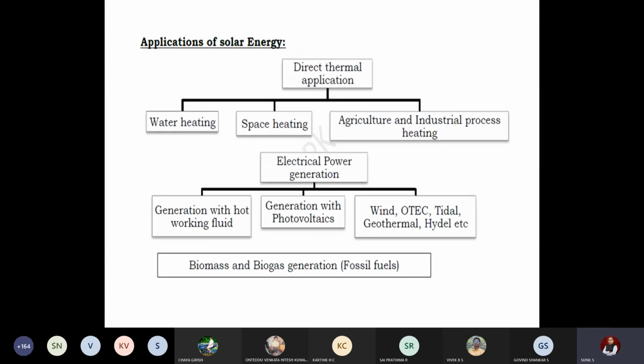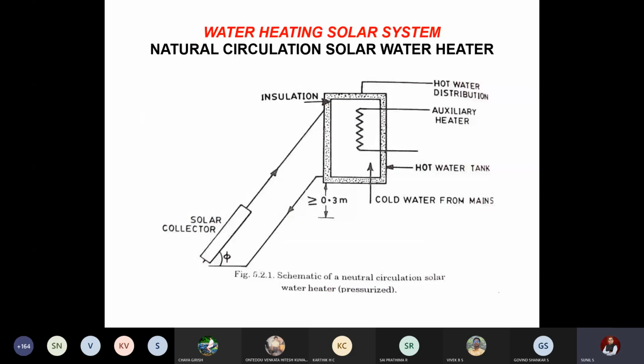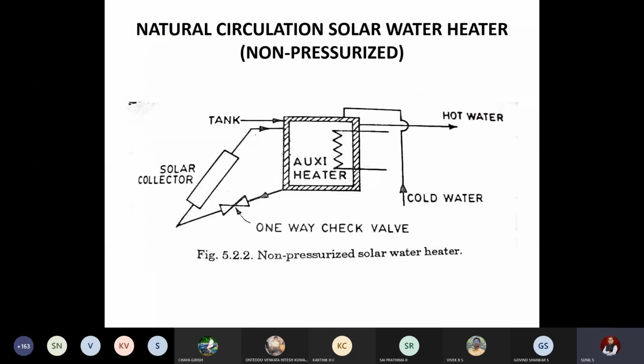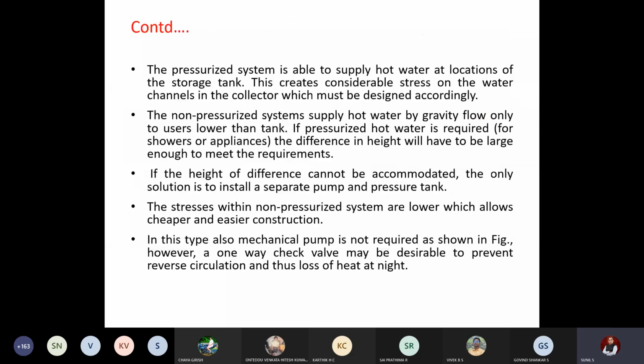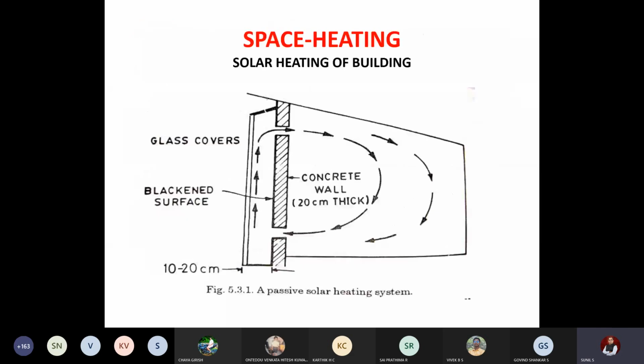So, a chart with different types of applications. Then we discussed first the water heating mechanism in solar: the natural circulation type, and non-pressurized, which works due to gravity. Two mechanisms we have discussed. Next, space heating. It's a passive system without any pump, without any motor, without any circulation mechanism. It's just a passive system.